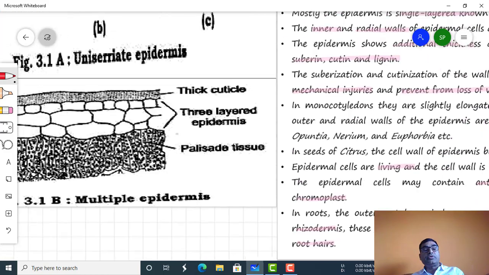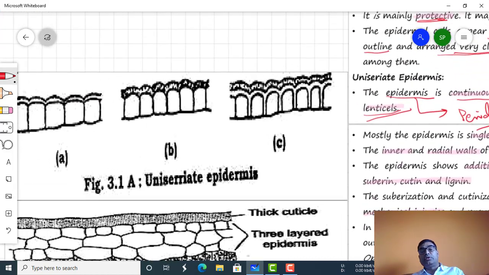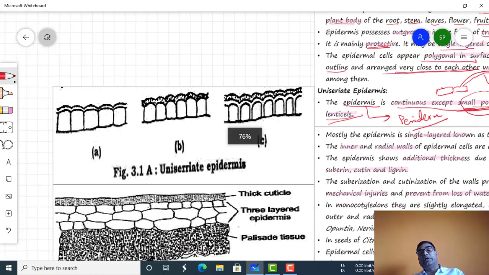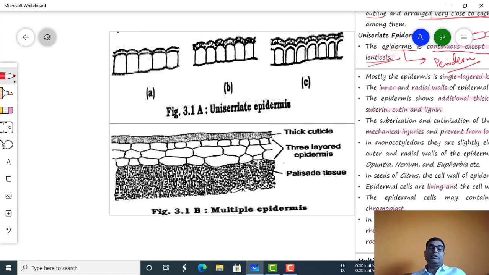Then the epidermis may be single layered epidermis or maybe multi-layered epidermis. If you see, this one is a uniseriate epidermis. When the epidermis consists of a single layer, or is formed by a single layer, then it is called a single layered epidermis or uniseriate epidermis.